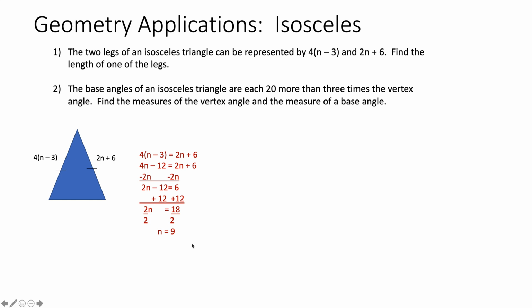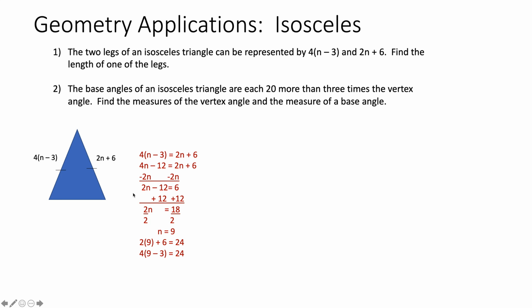Okay? Does that answer the question? No. It says find the length of one of the legs. Oh, what is it asking for? Mr. Braze would always say. Well, the length of one of the legs is going to be 4 times 9 minus 3 in parentheses, or 2 times 9 plus 6. 2 times 9 plus 6 is 24, and 4 times, in parentheses, 9 minus 3 is also 24.